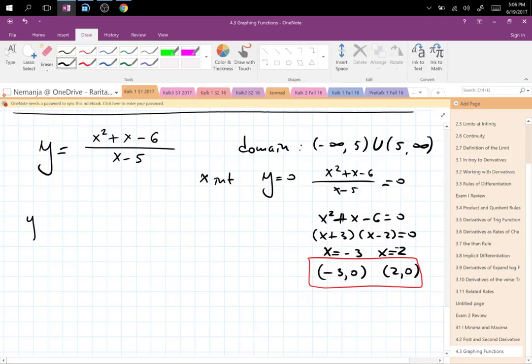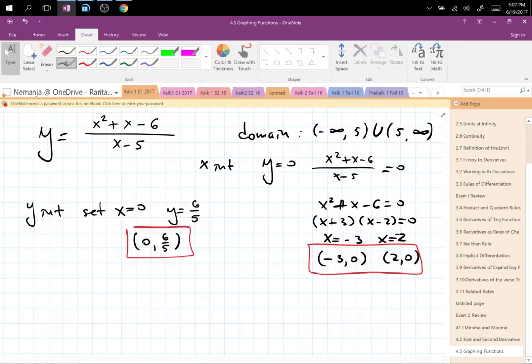Now we go for the y-intercept, where we set x equal to 0. And we clearly, dare I say, have negative 6 over negative 5, which is 6/5. So 0 and 6/5, that's 1.2, right? 6/5. So easy to graph.